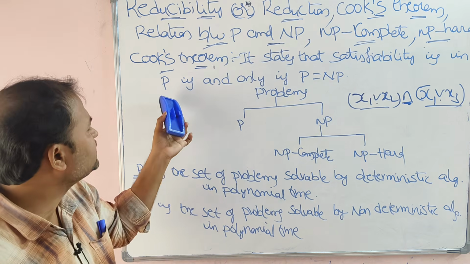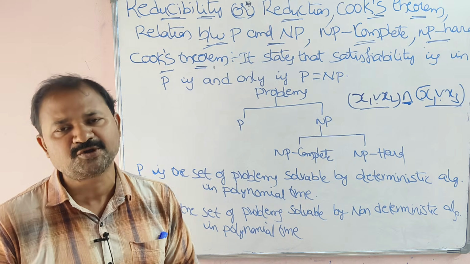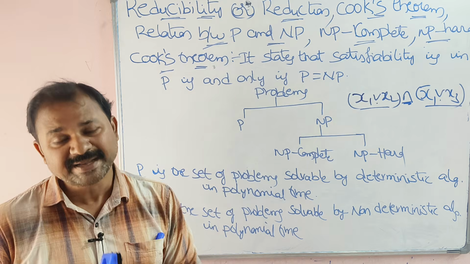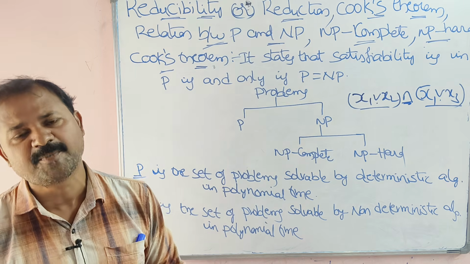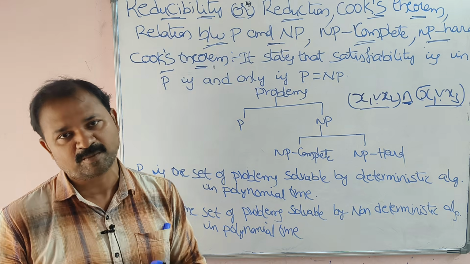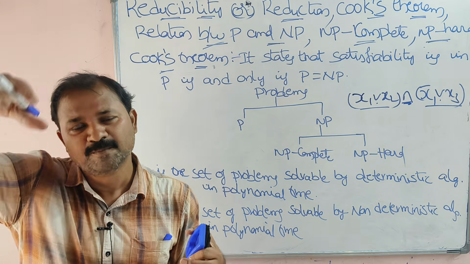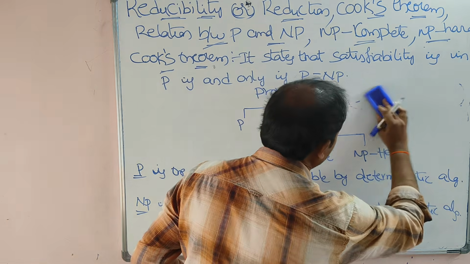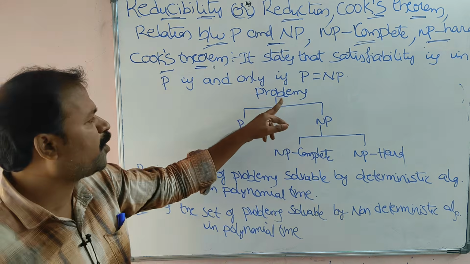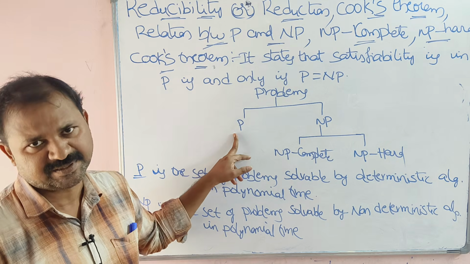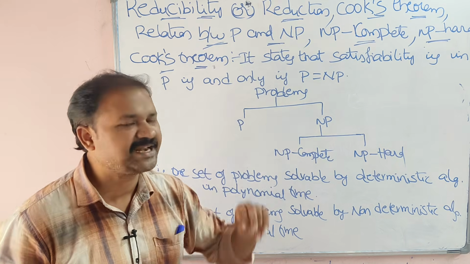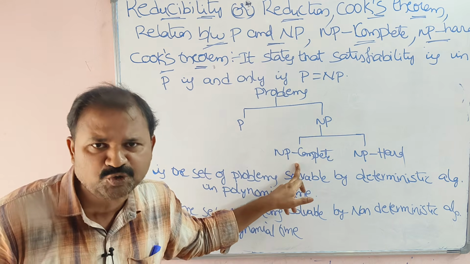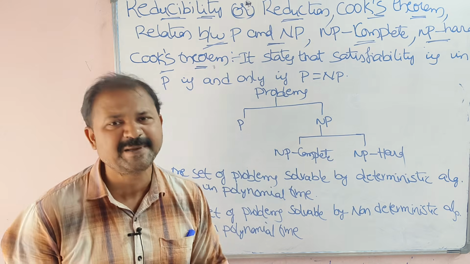So satisfiability is in P if and only if P is equal to NP. Now we have to define what is P, what is NP, what is an NP hard problem, what is an NP complete problem. There is no need of any proving. Simply define all those terms. That is nothing but Cook's theorem only. Generally the problems will be classified into two types. First one is P problems, second one is NP problems. Again NP problems will be classified into two types, NP complete and NP hard.